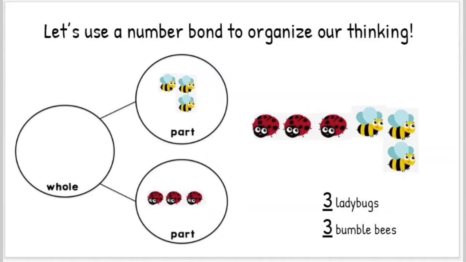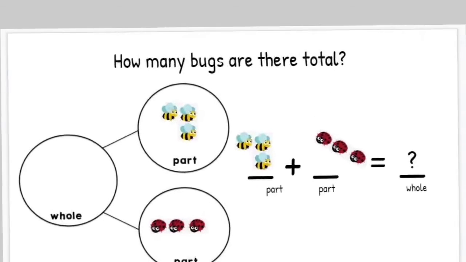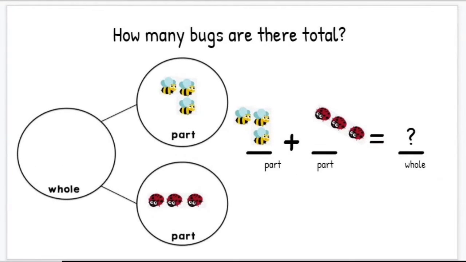Okay, let's use the number bond to organize our thinking. So in the number bond, we can take those 3 bumblebees as a part and the 3 ladybugs as another part. And those 2 parts are going to make up that whole amount. So thinking of it using a number sentence, okay? 3 bumblebees plus 3 ladybugs equal how many bugs total? How many bugs are there total? Pause and try it on your own.